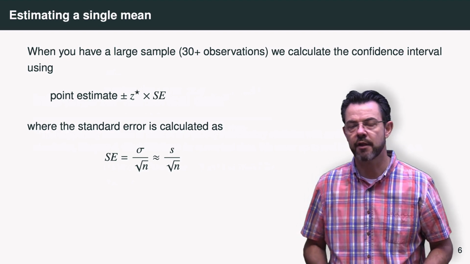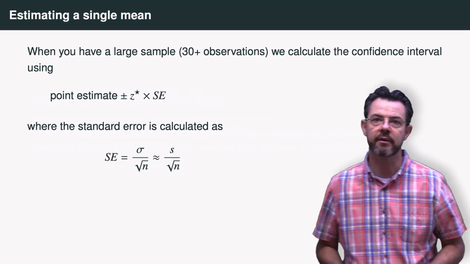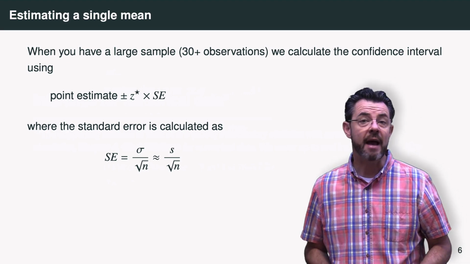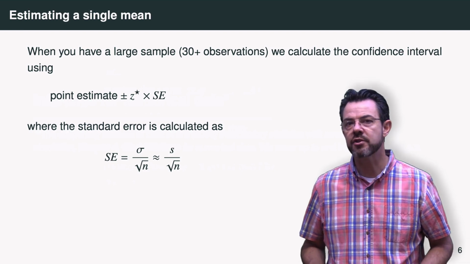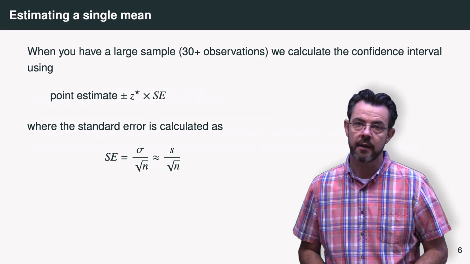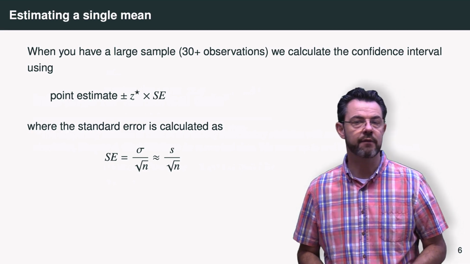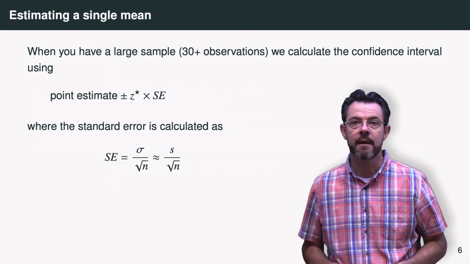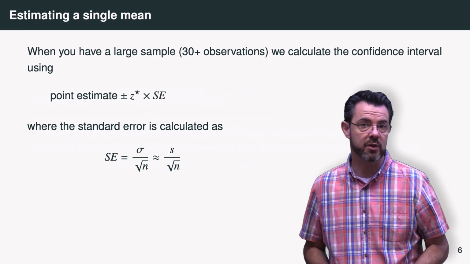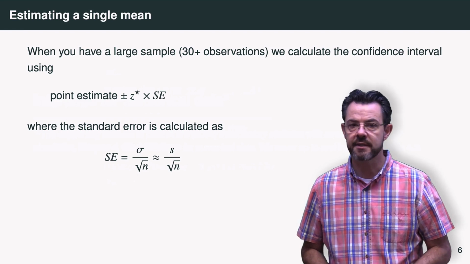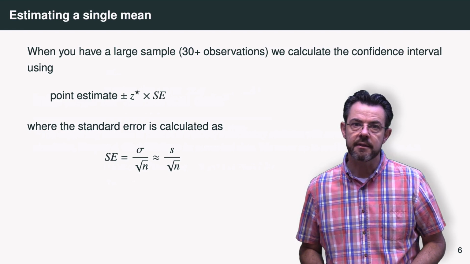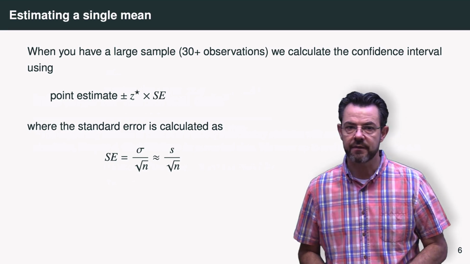All right, so the first thing when we talk about inference for numerical data, we may just be estimating a single mean. So if you have a large sample, and when we talk about large samples in statistics, we typically talk about more than 30 observations. Then we can calculate the confidence interval, and you've seen these a couple of times now, as the point estimate plus or minus some critical z value, which we call z star, times the standard error. And the standard error is the standard deviation divided by the square root of the number of samples.